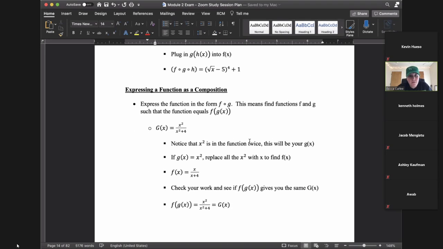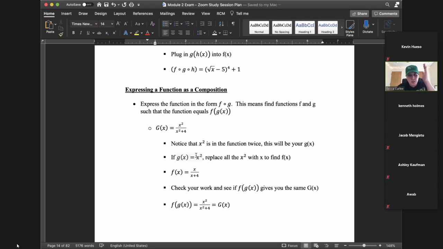Okay, expressing a function as a composition. This is kind of like going in reverse order and breaking it down. So express the function in the form f of g. This basically means just find the functions f and g such that the function equals f of g of x. When you're looking at something like this, I like to notice what it has in common. What's something that could be an x and be replaced in there a couple of times? You know what I mean?